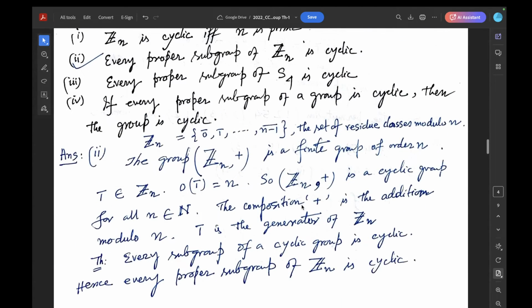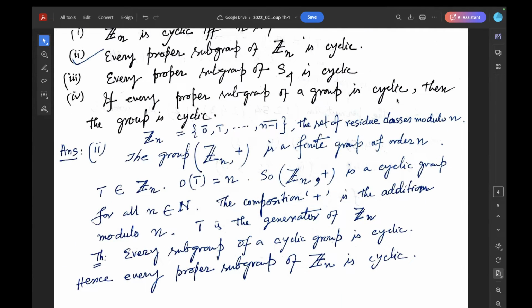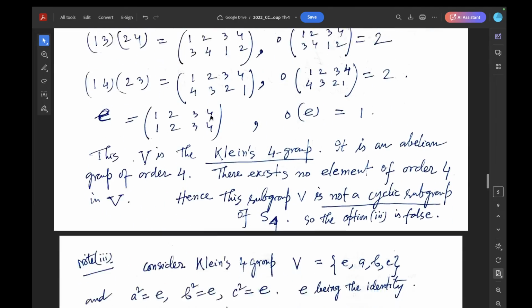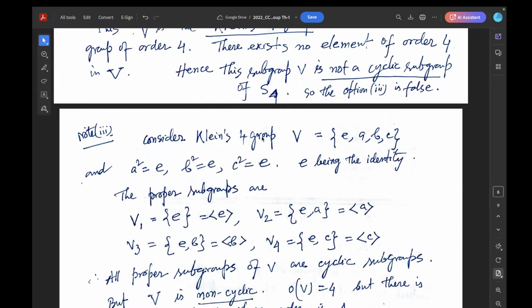And option 4: if every proper subgroup of a group is cyclic, then the group is cyclic. No, it is also wrong, because consider the Klein 4-group V. This is the set {E, A, B, C}, where A squared equals E, B squared equals E, C squared equals E.